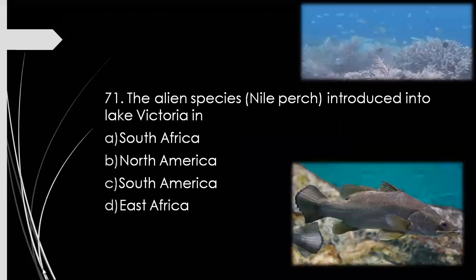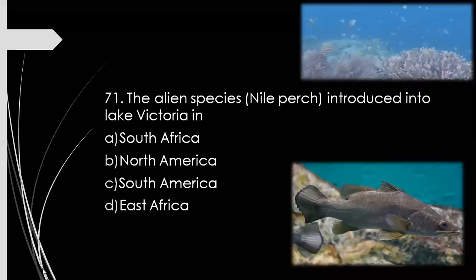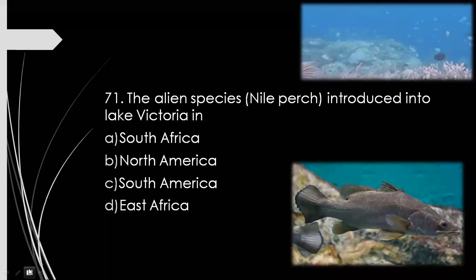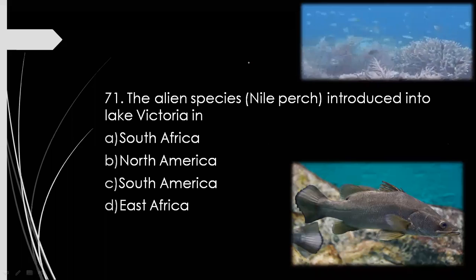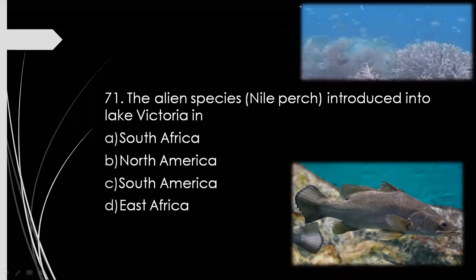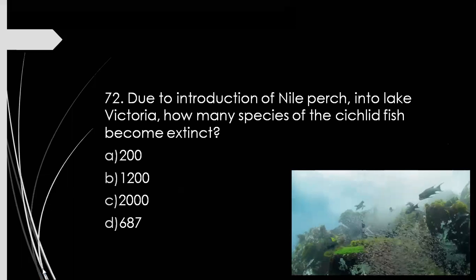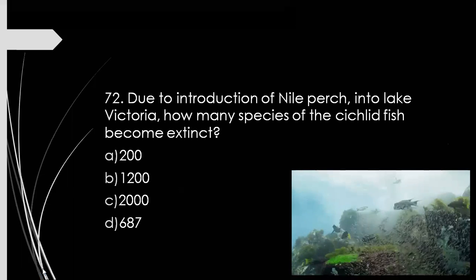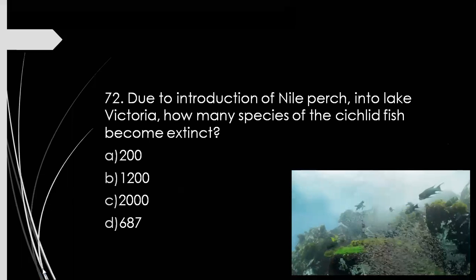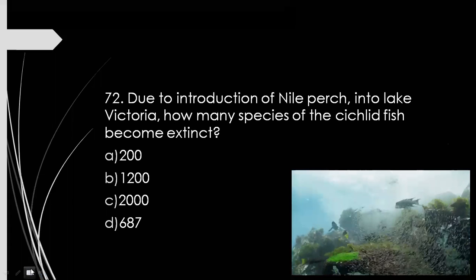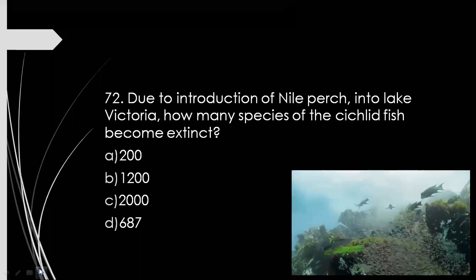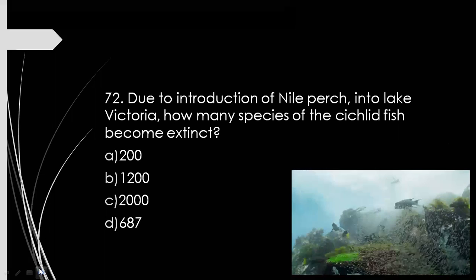The alien species Nile perch was introduced into Lake Victoria in which region? What is the answer? D. Yes, very good. The answer is East Africa. Very good, students. Due to the introduction of Nile perch into Lake Victoria, how many species of cichlid fish have become extinct?